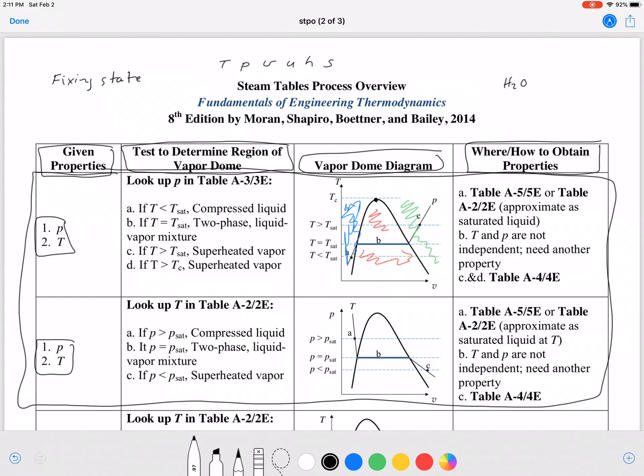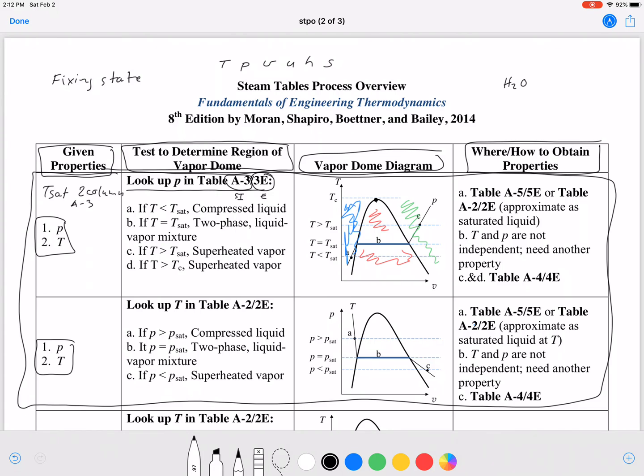But the first thing you do here, if you're in this first column, we want to look up pressure on table A3 or A3E. Again, the difference is A3 is SI units and A3E is US customary or English units. And so we have to first decide what units we have, and then we can pick the table. But we look at table A3 and we're looking up P, and we find Tsat from that table A3, and this would be in the second column of table A3.